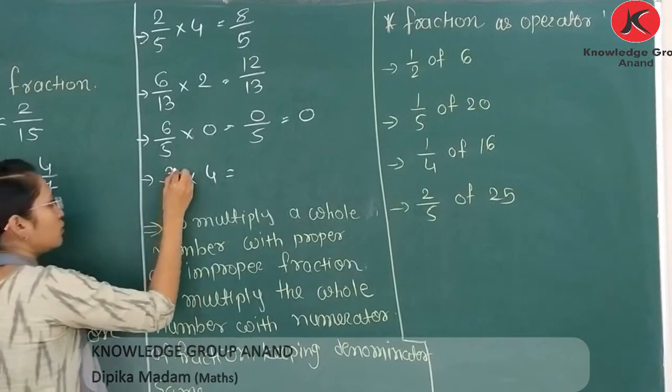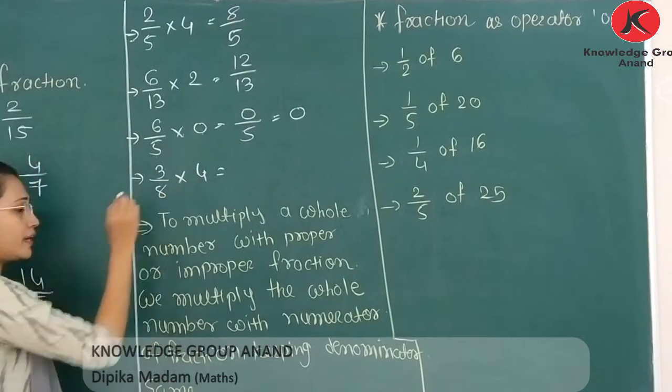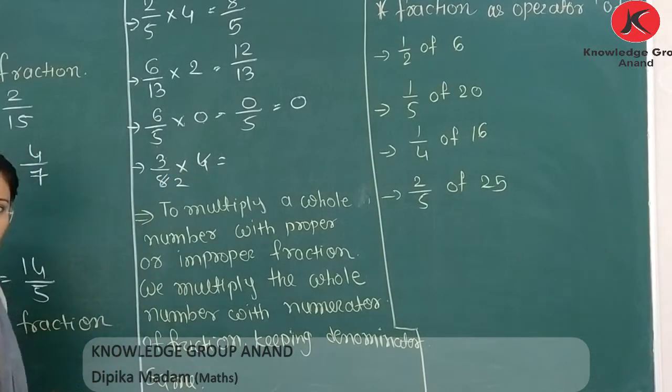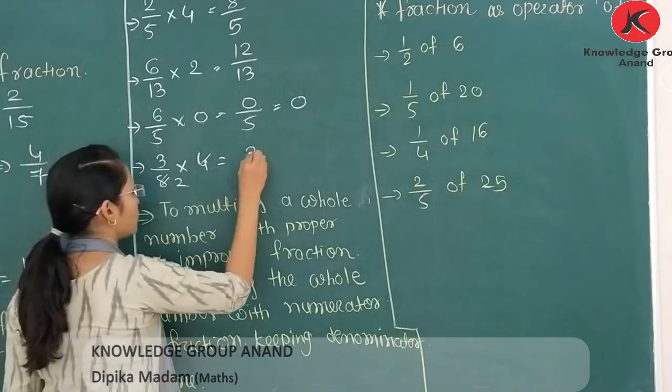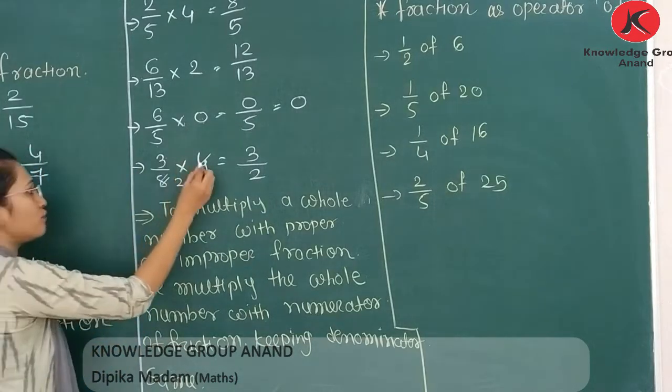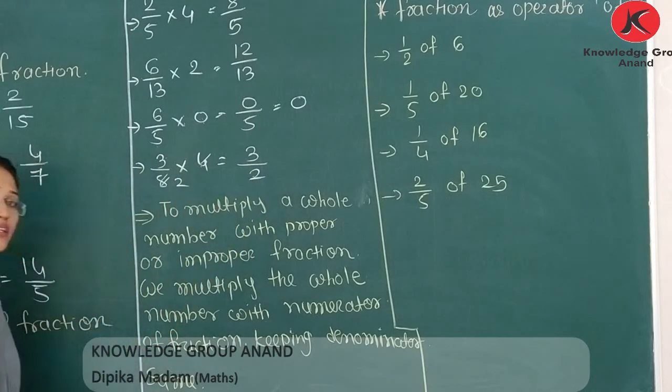Next, 3 multiplied with 4 and 8 in the denominator. Here you can cut the common factor. 4 8s are 4 2s are 8, so it is 3 by 2. Cut the common factor, that's fine. Or you can write 3 4s are 12 by 8 and then you cut the factor.